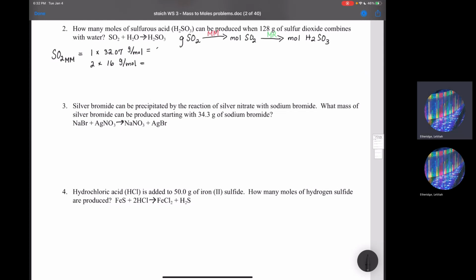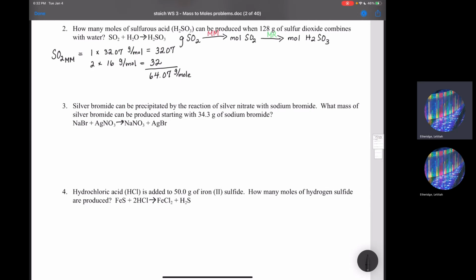Let's do some calculations. We have 32.07 plus 16 times 2. You can use your calculator, but I'm going to do it in my head. That is going to be 32. You're going to add them up to find your total molar mass. So it is going to be 64.07, and that's grams per mole. That is your molar mass of sulfur dioxide.